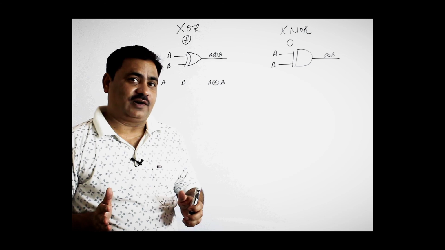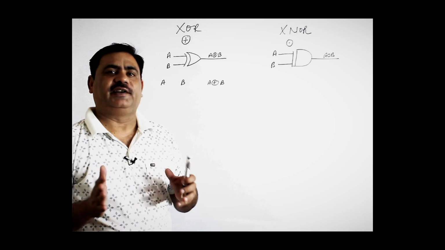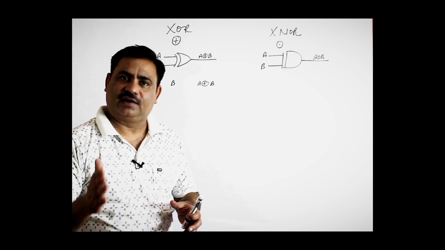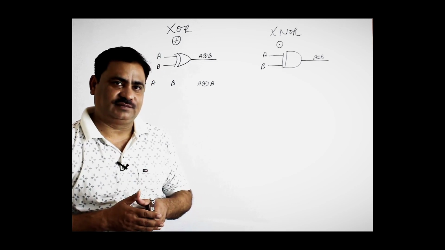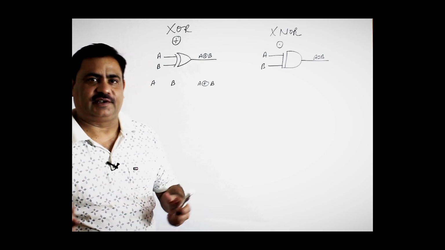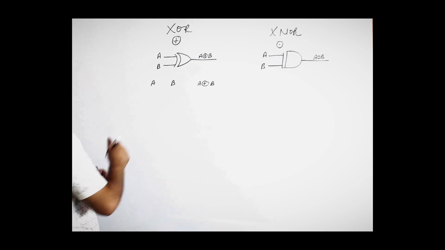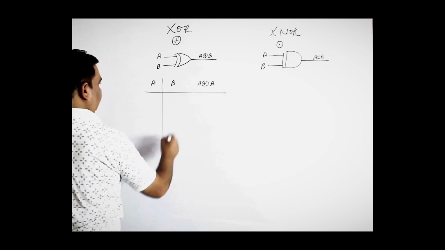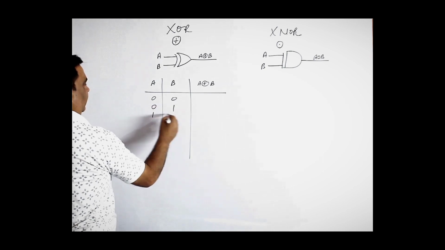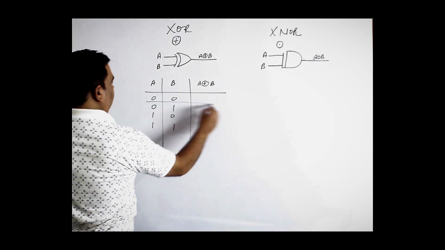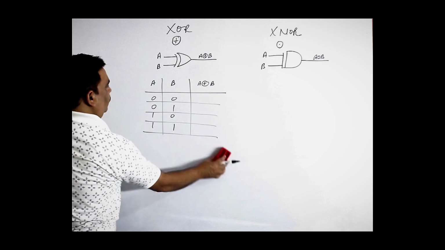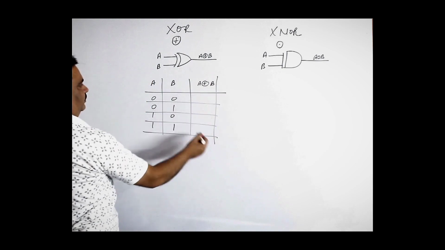When there are an odd number of ones in the input table, then there will be output 1 in the output column. Only when there are an odd number of ones, the output is 1. So the input table is 0 0, 0 1, 1 0, 1 1. This is the output column.